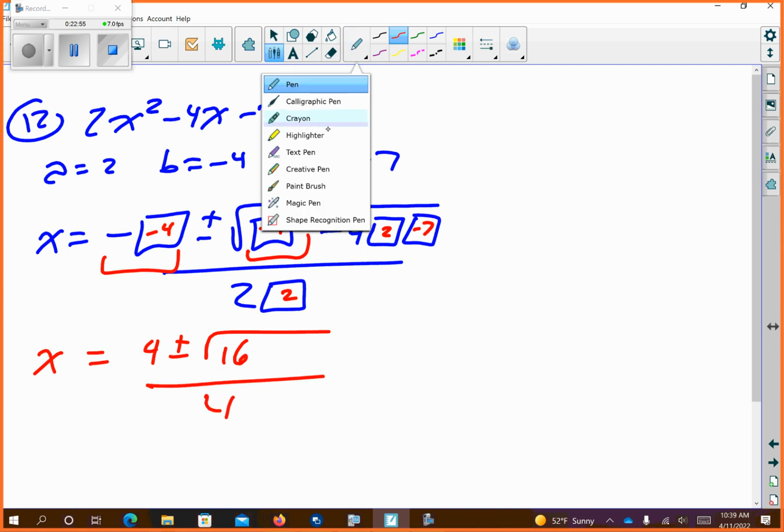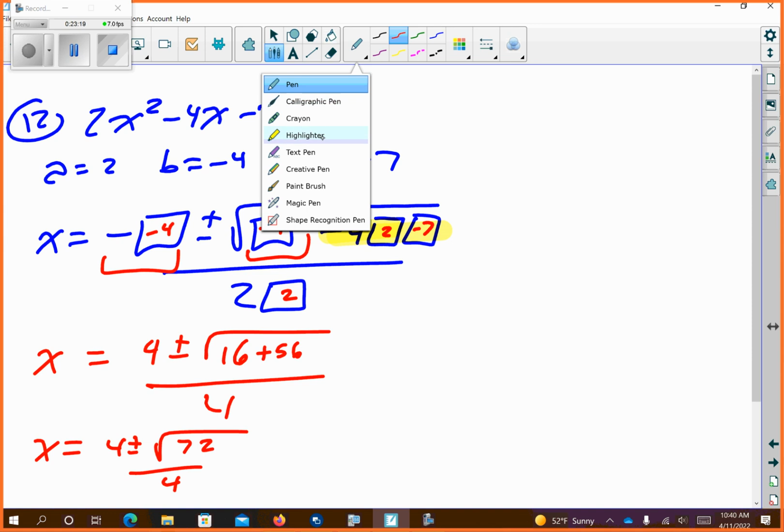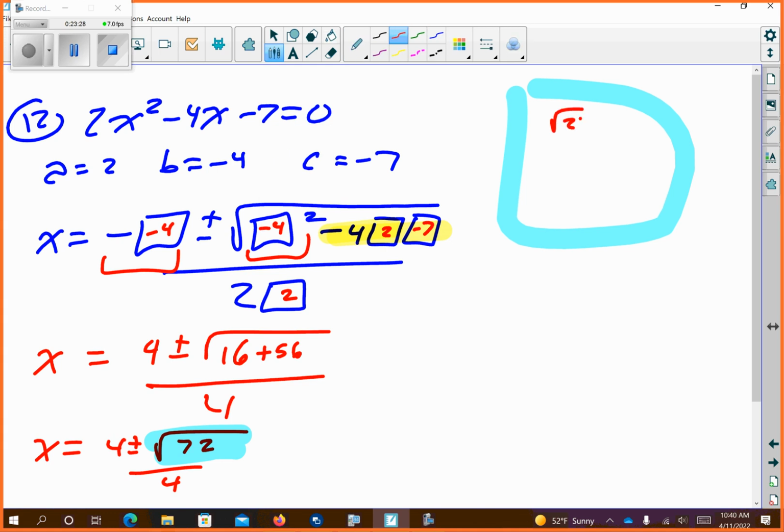So let's do the arithmetic. Negative 2 times 4 is negative 8. Negative 8 times 7 is positive 56. Let's see, that's 2, carry the 1, 72 over 4. Ooh, okay. So root 72, we're going to break down up here.